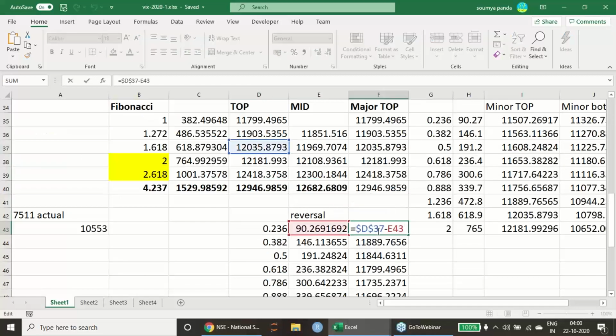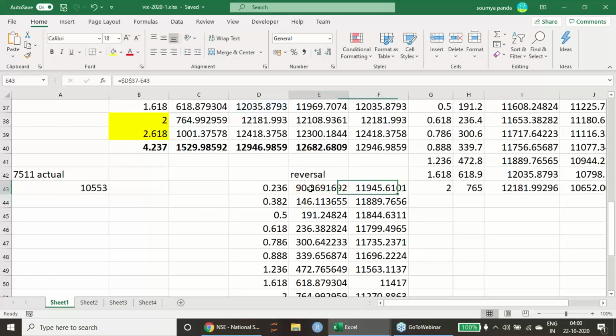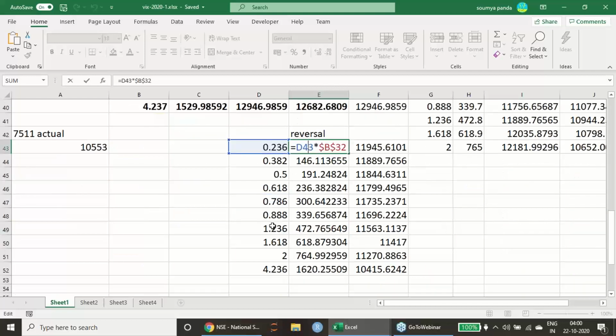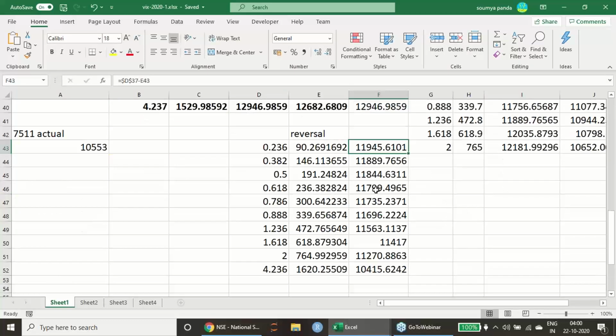So how will you calculate the reversals? The same price range will be taken, what we have calculated here, 382 points. It should be multiplied with the lower Fibonacci ratios. Then it must be subtracted from this 12,036, which is the calculated top, not the actual top. Calculated top is 12,036. Nifty has hit 12,025. If I subtract those values, I get these reversal points.